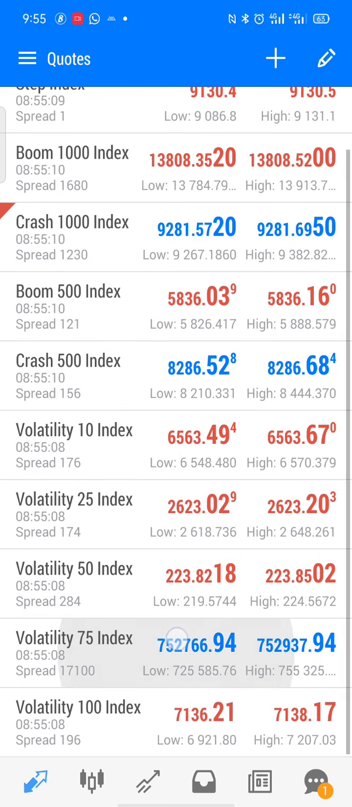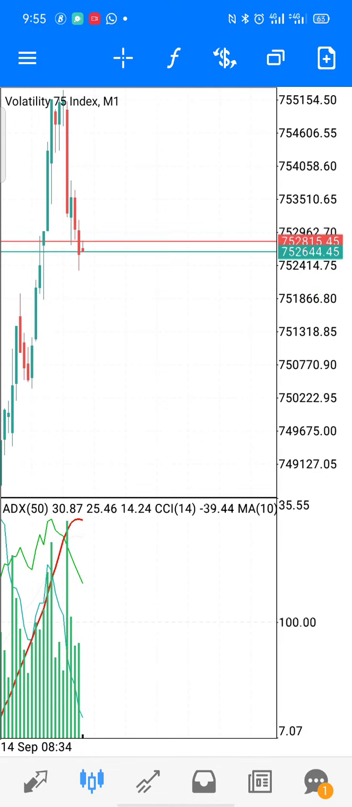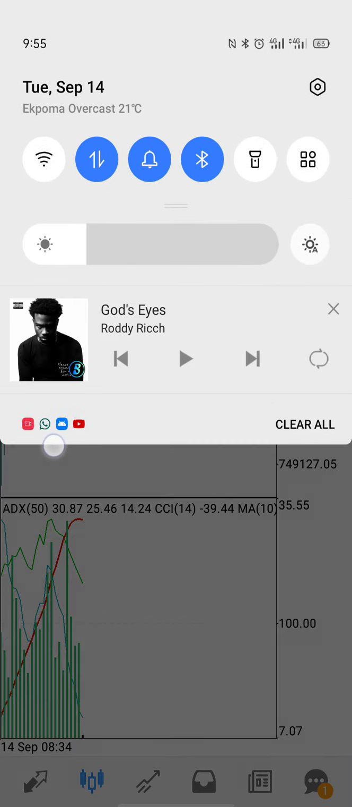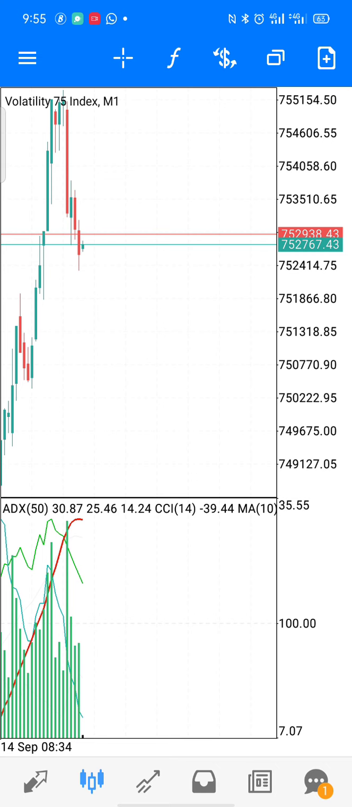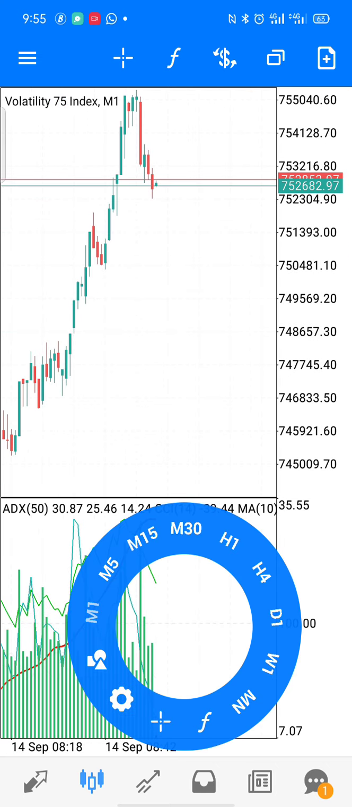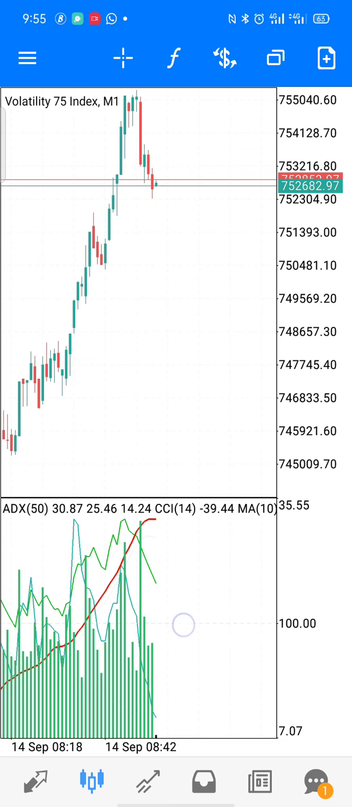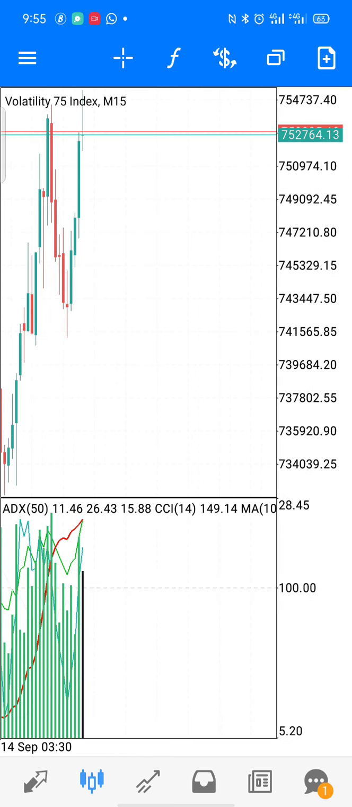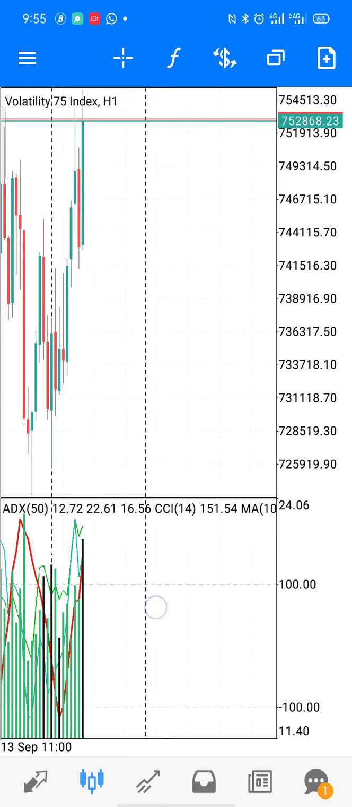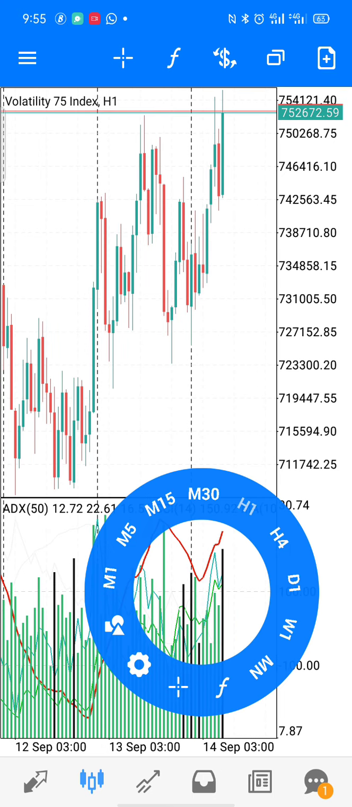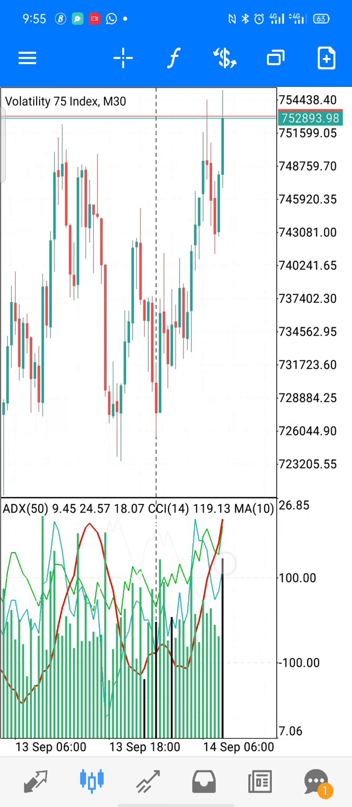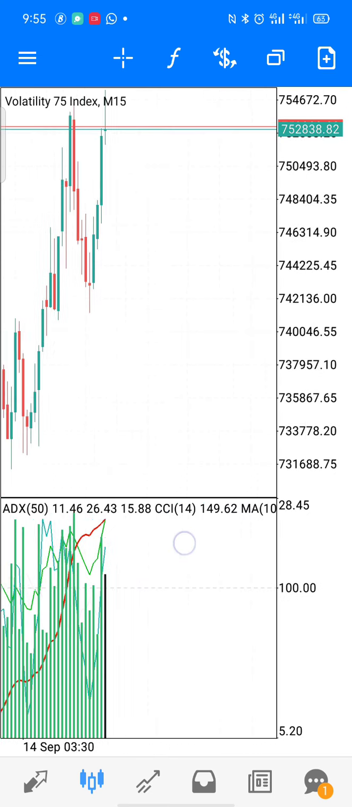So let me check out V75. V75 is something I also scalp. On the 50 minutes, they are all on uptrend. Checking the 1 hour, still on an uptrend, but V75 is supposed to sell. Looking at this 1 hour time frame, supposed to sell. 15 minutes.